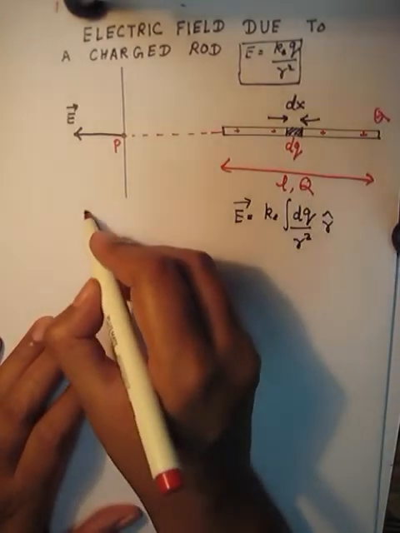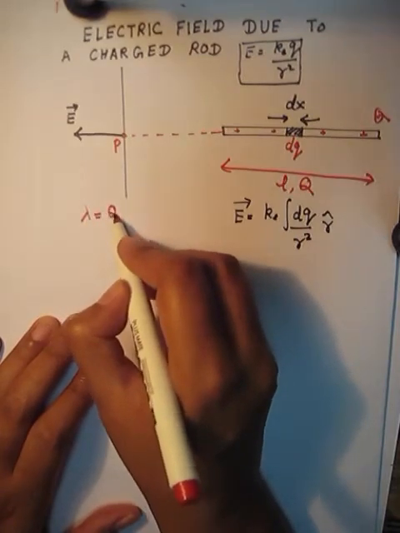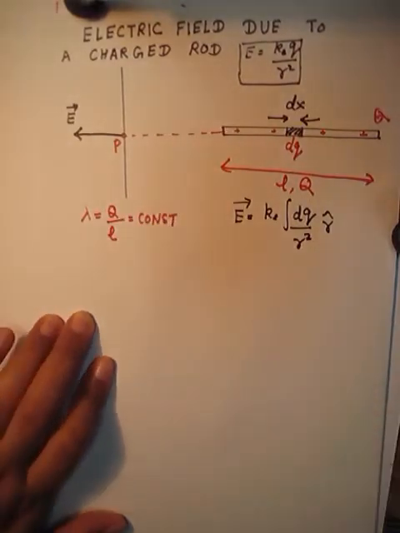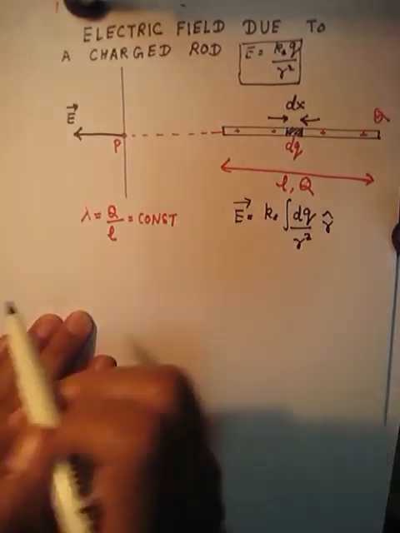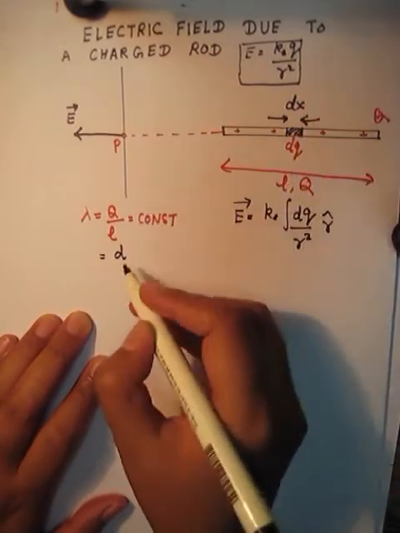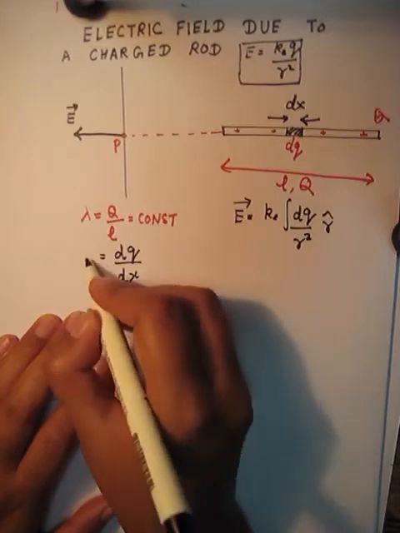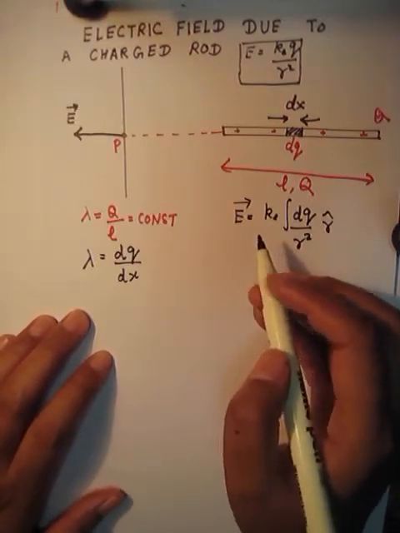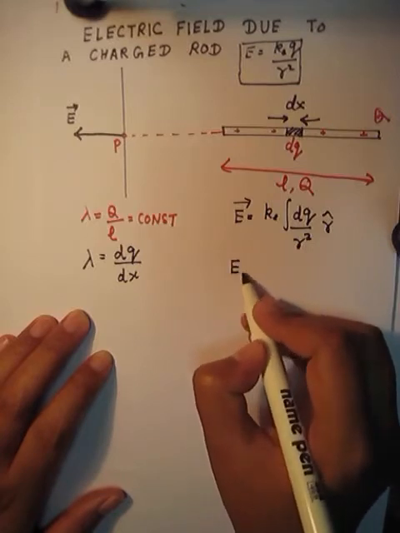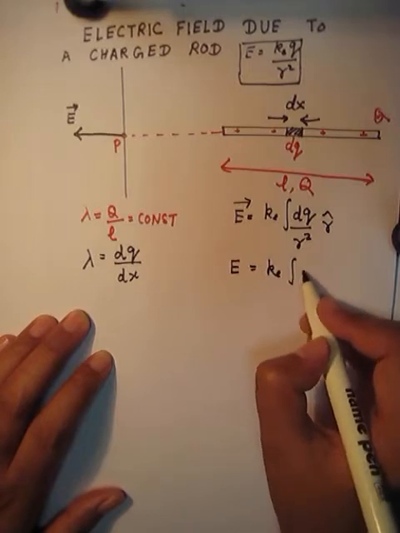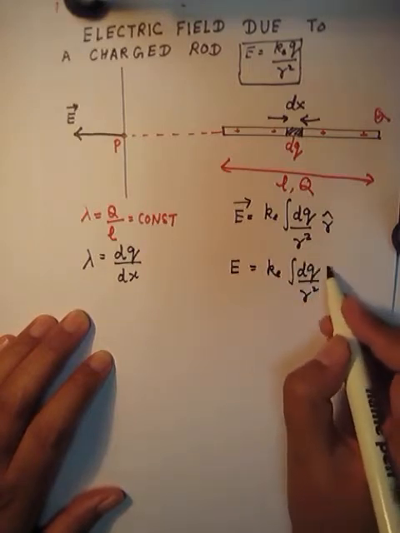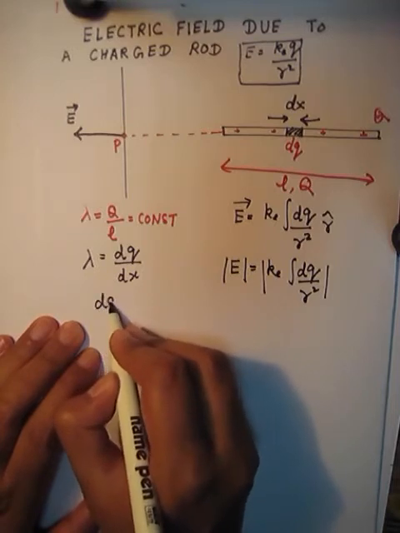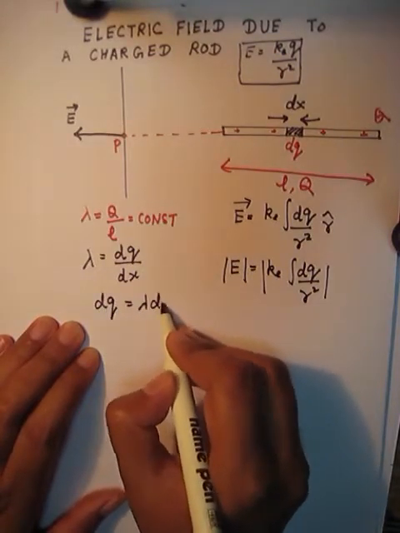And what is known is that the charge density, which is the total charge upon the total length, is a constant. If it is a constant, it means that the small charge upon the small length of this wire will also be equal to lambda. So if we need to find the magnitude of the electric field, it will be the integral of dq upon r square. From here we can say that dq will be equal to lambda dx.